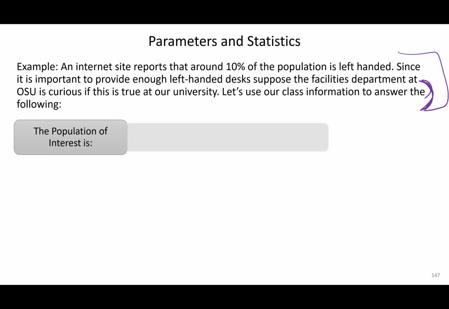So my population of interest here is the group that I want to make a statement about. OSU is curious if this is true at our university, so we should be asking all university students. So all OSU campus students. Although at this very moment, this might be a moot point with the whole remote thing.